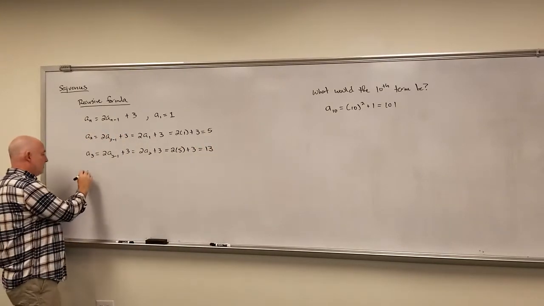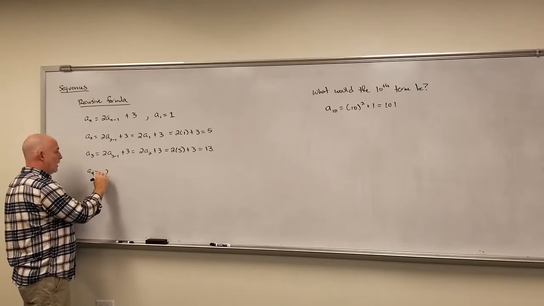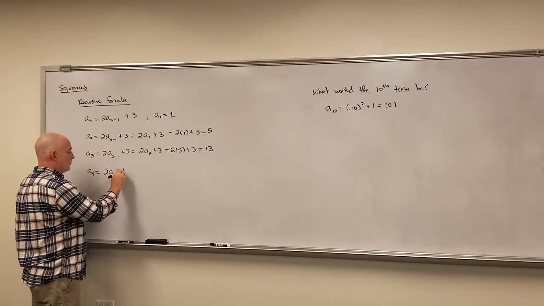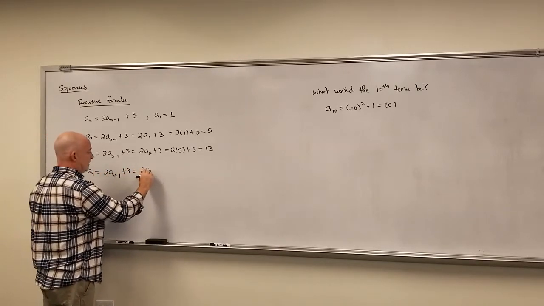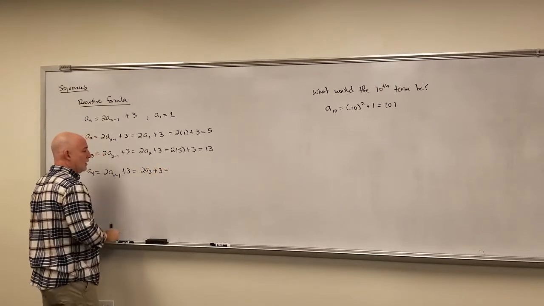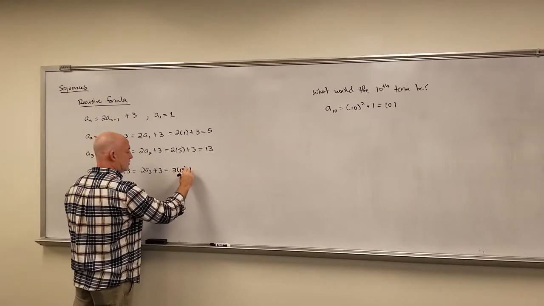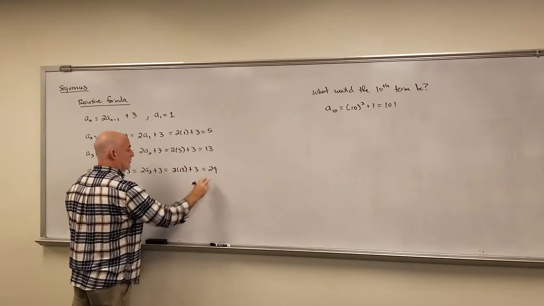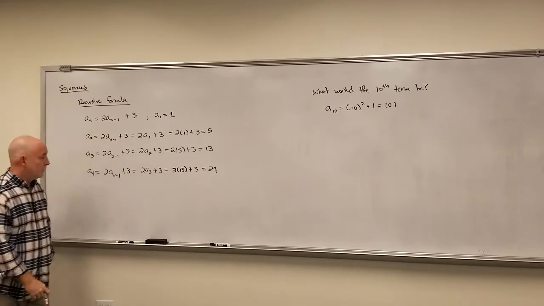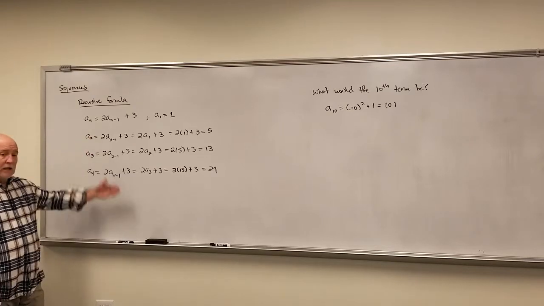All right, I'm going to do one more here. Let's do a sub 4. That would be 2a sub 4 minus 1 plus 3. That's 2a sub 3 plus 3. Well, we know a sub 3 from the last one, that's 13, so 2 13s plus 3 should be what, 29, right? 26 and 3 is 29. All right, and we could keep going forever.